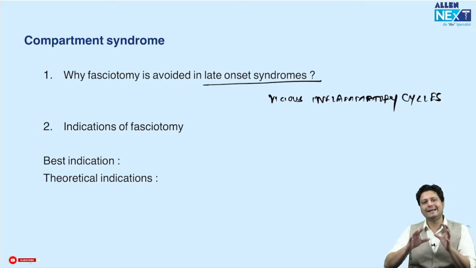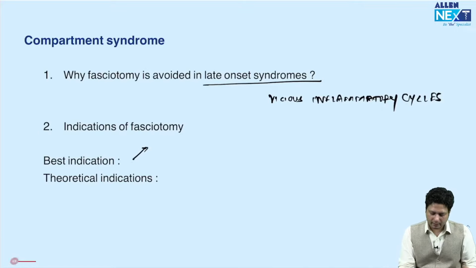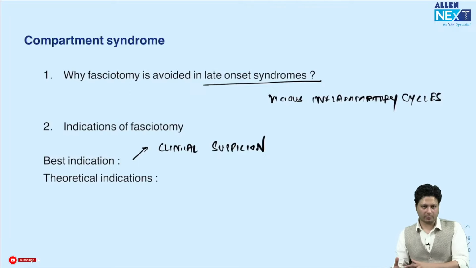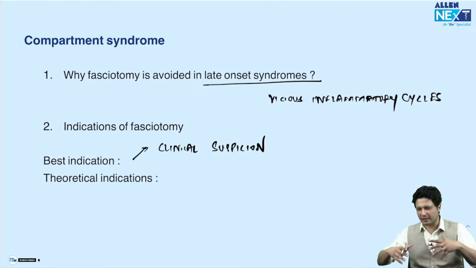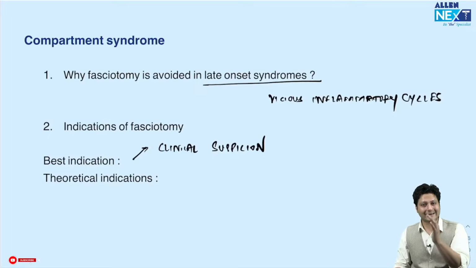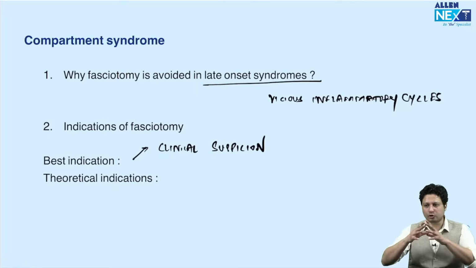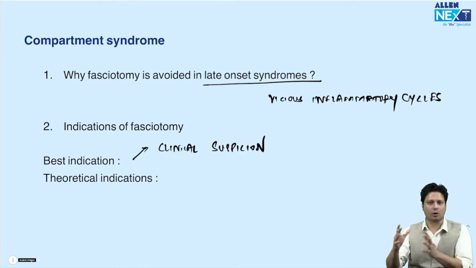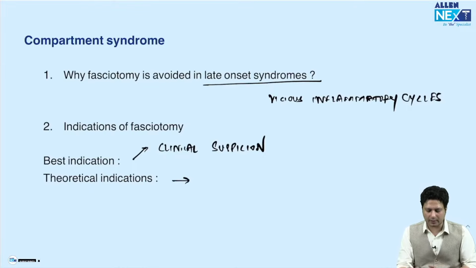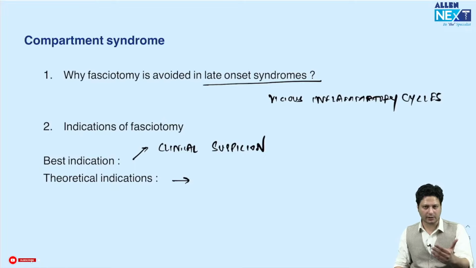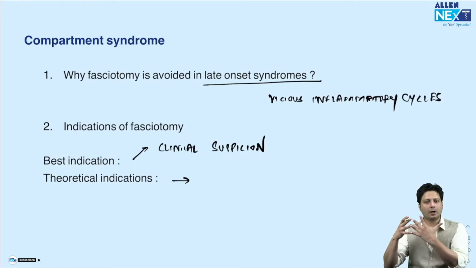Point number 2, what are the indications for performing the fasciotomy? You know, the best indication is the clinical suspicion. Now, if you have to perform a fasciotomy, like the patient coming in the emergency having excessive swelling, just on the basis of the clinical suspicion, you will perform the fasciotomy. That is the best indicator. It is being done throughout in all the emergencies related to orthopedics. Next, what is the theoretical indication? I mean a bookish indication. What is that bookish indication that you will consider for performing a fasciotomy?